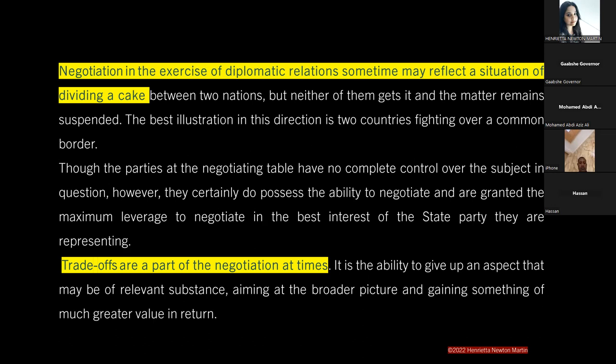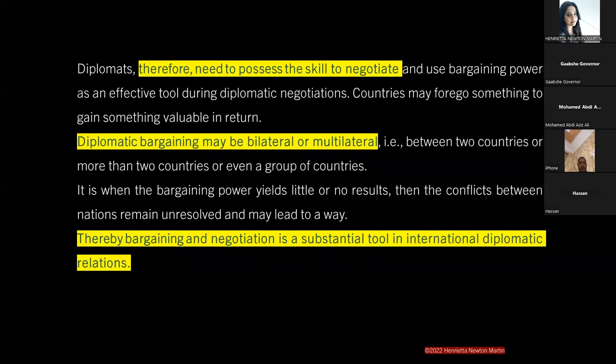Next, trade-offs are a part of negotiation at times. What are these trade-offs? Sometimes you give up particular aspects so that, looking at a bigger picture, you gain something reasonably big for a particular country. So trade-offs are a part of negotiation at times, and it is the ability to give up an aspect that may be of relevant substance, aiming at a broader picture and gaining something of much greater value in return.